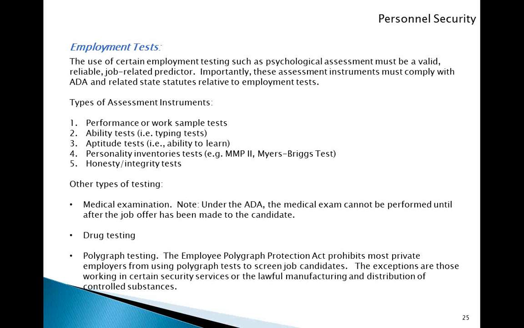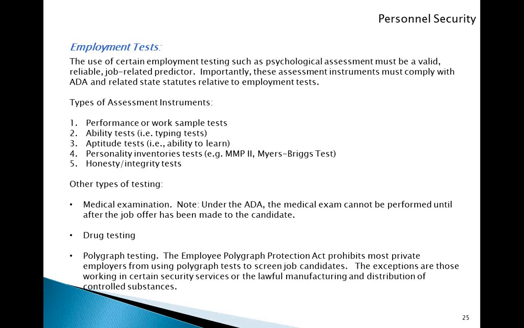Ability tests such as typing tests, reading tests. If you're hiring a facility engineer, hand him a broom and see if he can sweep a floor. Okay? Aptitude tests, the ability to learn. Will they be able to learn our rules, regulations? Will they be able to learn our bookkeeping methods? So you can give them tests on that.